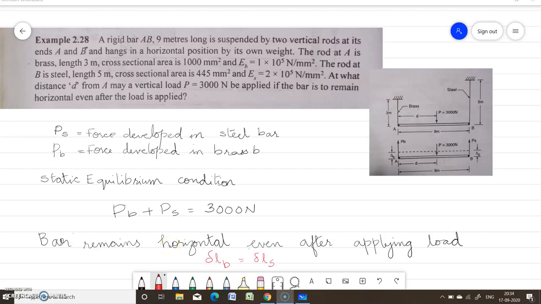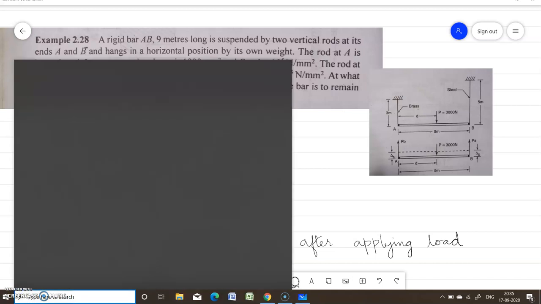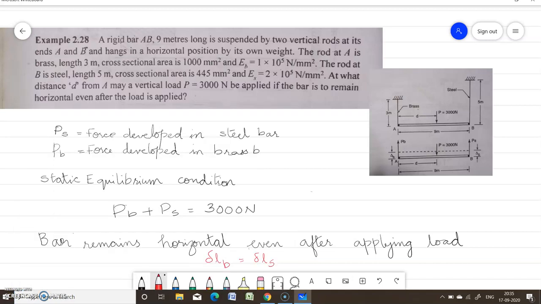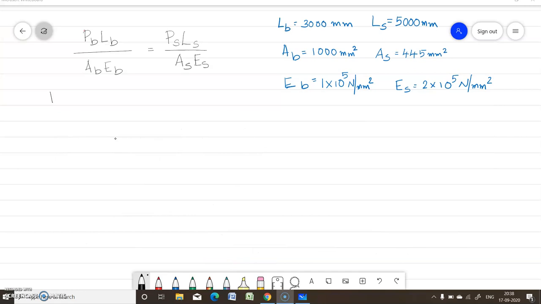So you can write, the bar remains horizontal even after applying load means the deformation delta L in brass is equal to the deformation delta L in steel. So we can apply the equation for elongation. Delta LB is equal to PB into LB by AB into EB, which is equal to PS into LS divided by AS into ES. Okay, so you have the equation PL by AE. Now we can substitute the values.